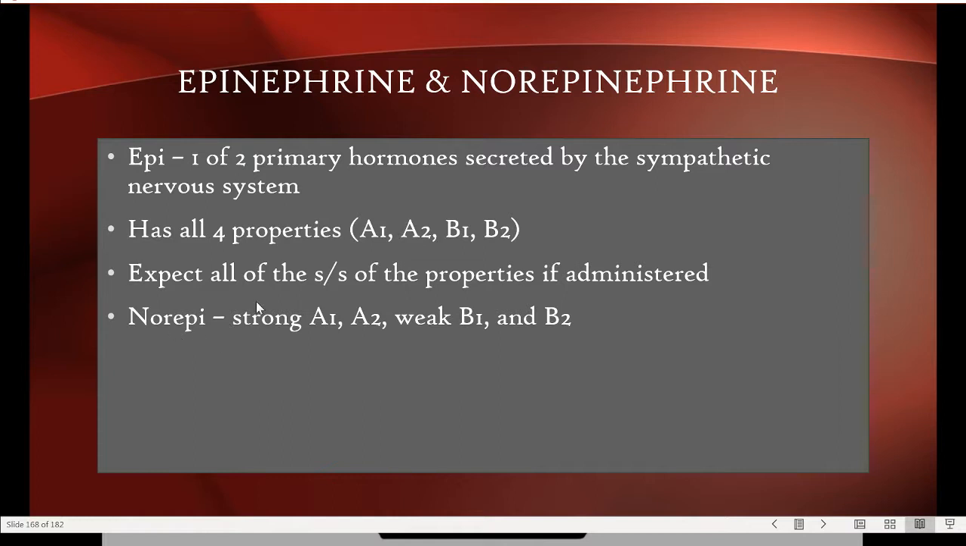When we look at norepi, we look at a very strong alpha 1 and alpha 2. So we should see some really strong vasoconstriction from norepi. We will see, however, a weaker beta 1 and beta 2 response.